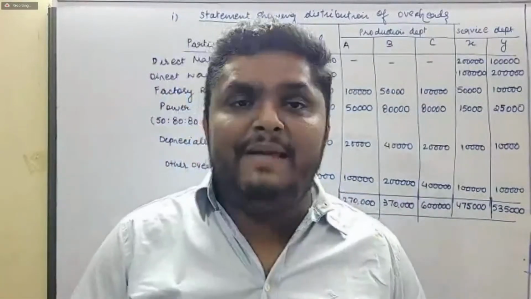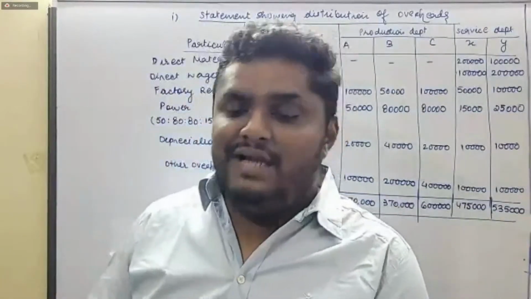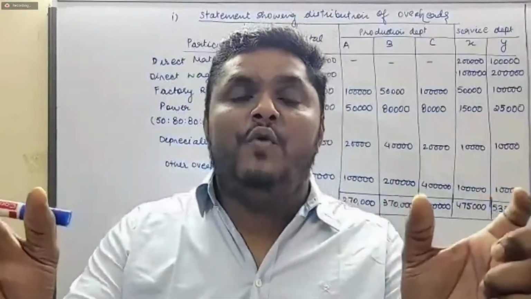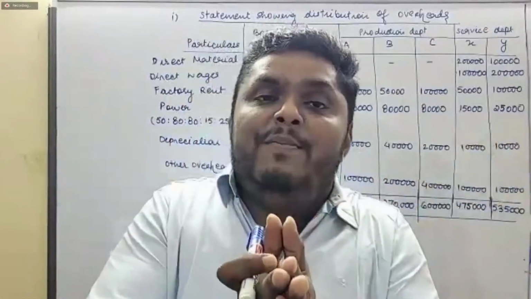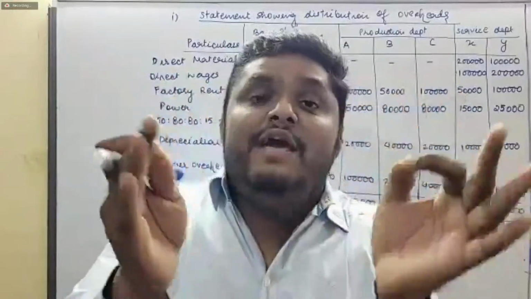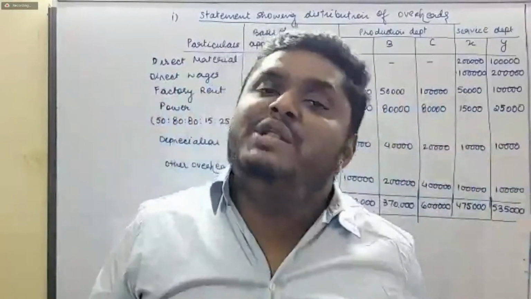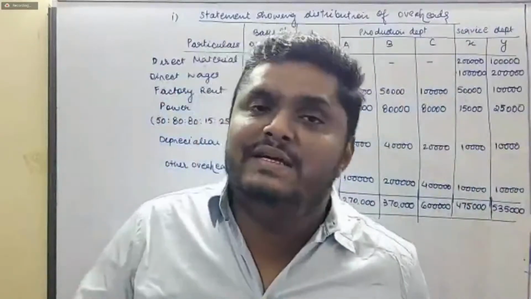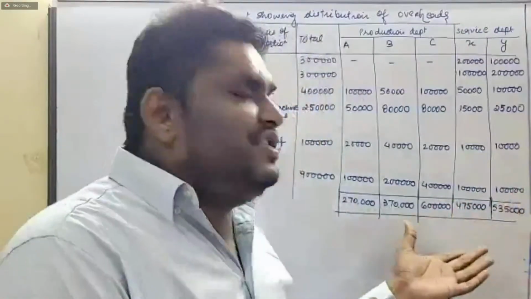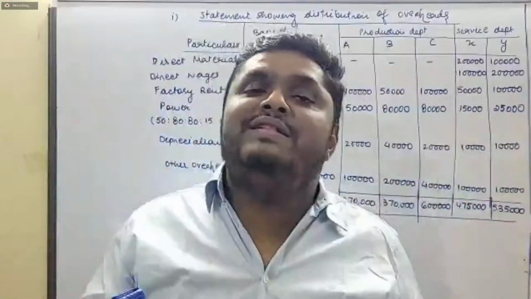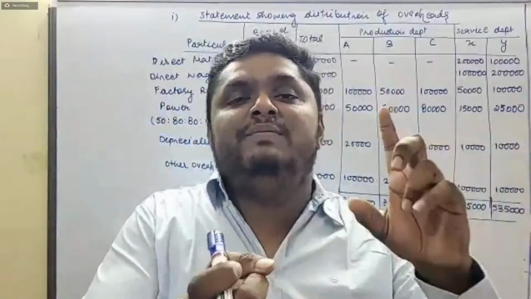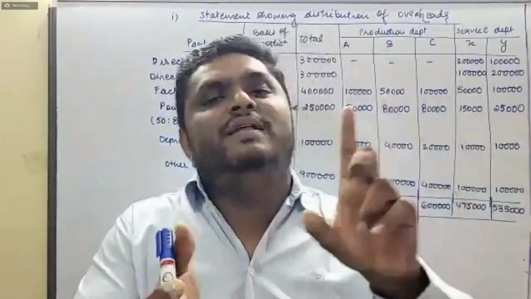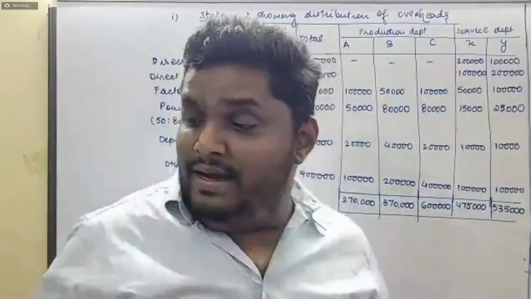So guys, done with the primary distribution. Now let's start with the reapportionment of overhead. When talking about reapportionment of overheads in reciprocal method, there are three methods we can apply. Any of the three methods we can apply. So in this question itself, I'll be discussing all the three methods, that is simultaneous equation method, repetitive distribution method, and trial and error method. So guys, let's start.